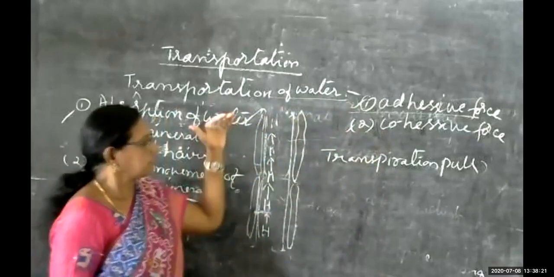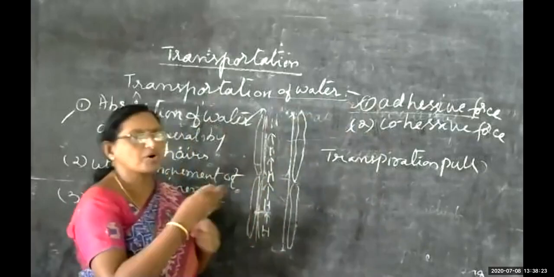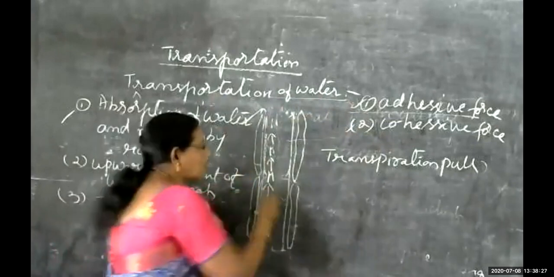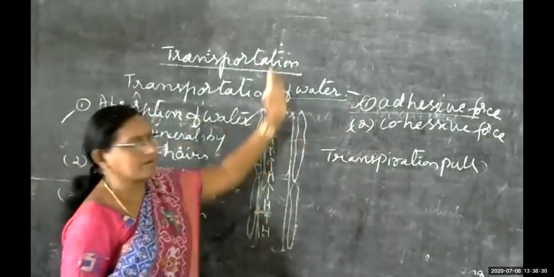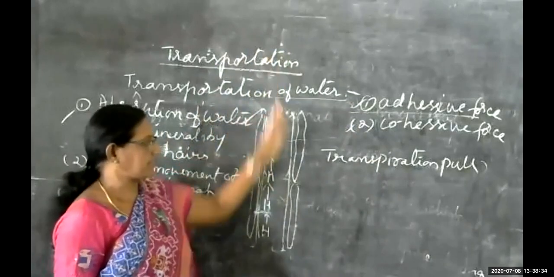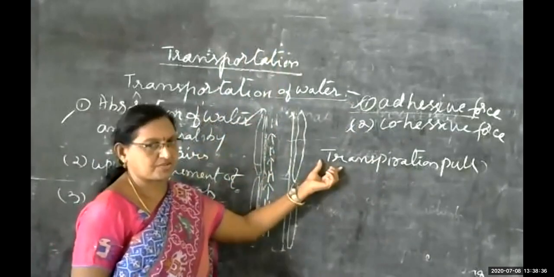Right? So what happens? Some of the water gets evaporated from the leaves. Okay, so the lower water molecules will be pulled in an upward direction. So that is known as transpiration pull.